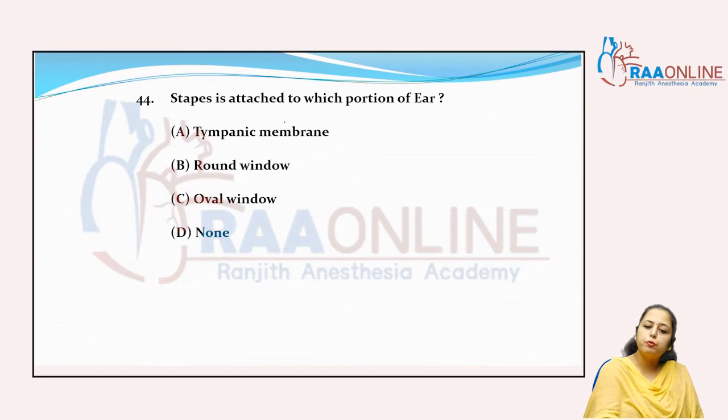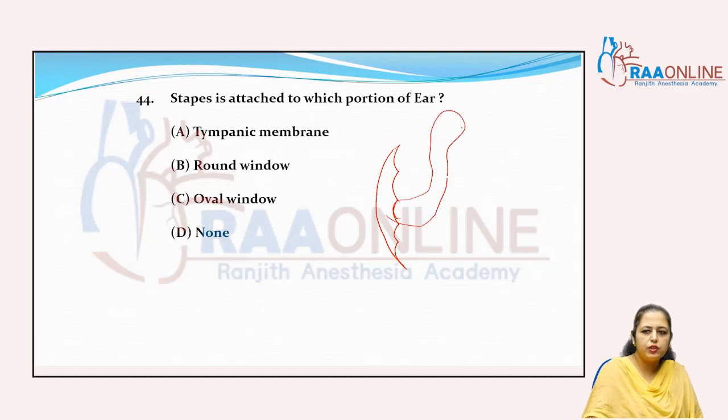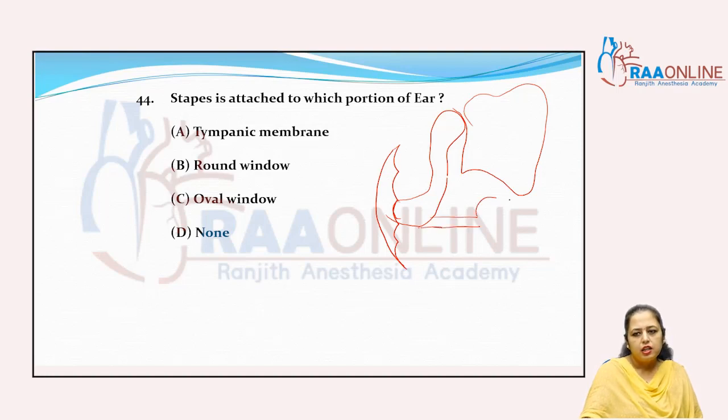Stapes is attached to which portion of ear? It is attached with the oval window, right? We know that this is the tympanic membrane. The handle of the hammer shaped malleus is attached with that, right? This is attached with the incus, right? And this is attached with the stirrup shaped bone, and that stirrup shaped bone, that is stapes, is attached with the oval window.